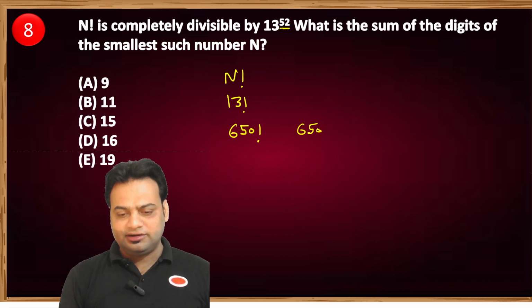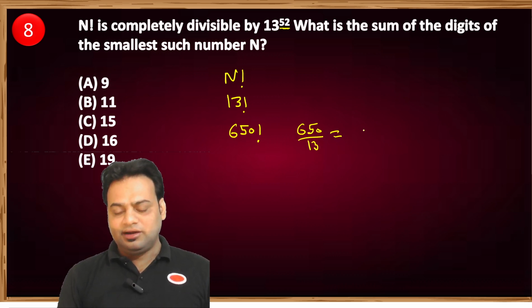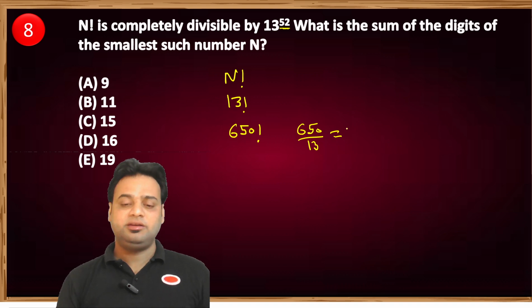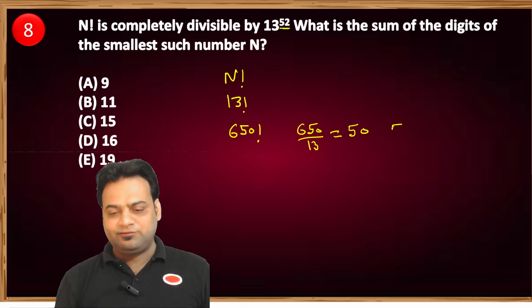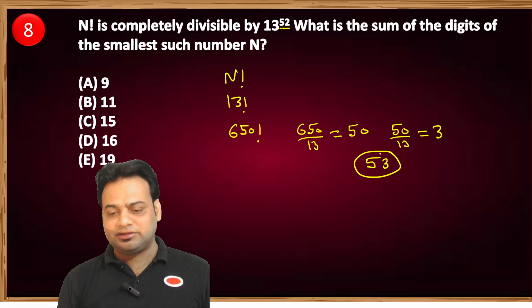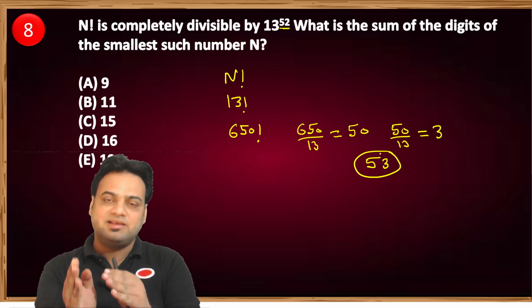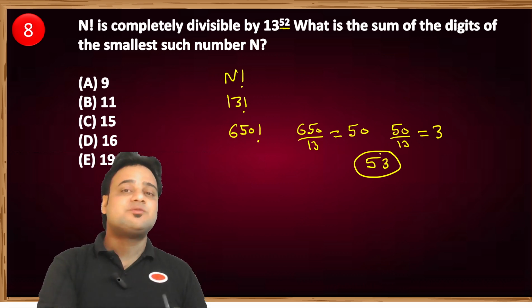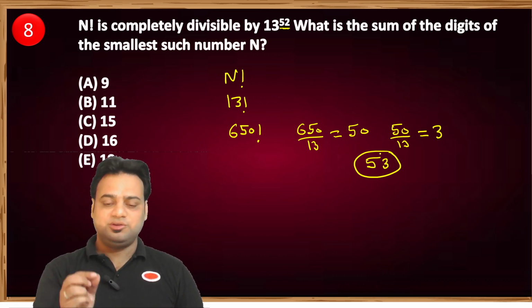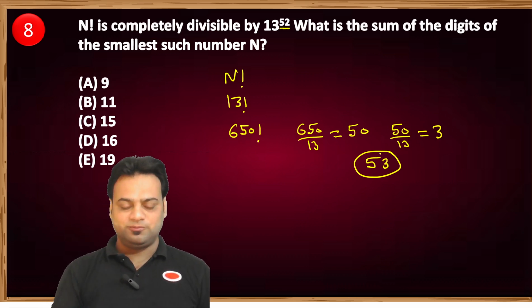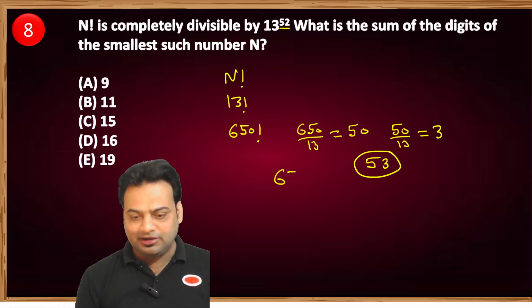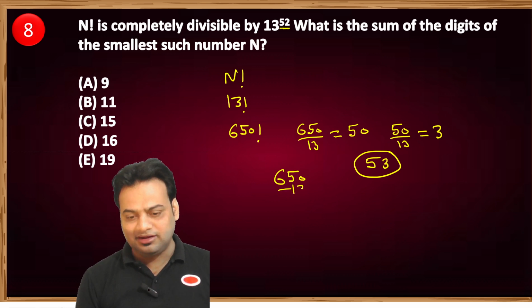Consider 650 divided by 13: 13 times 50 is 650, so you get 50, which is further divided by 13, 13 times 3 is 39, so you get 3. That is 13 to the power 53, but we require 52. That means one 13 is less. If you subtract 13 from 650, then you get 13 to the power 52. So 650 minus 13 is 637.